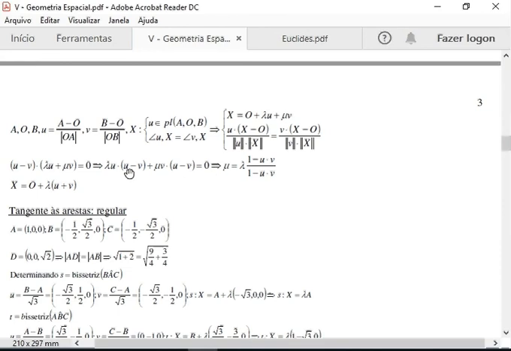So UU is 1, UV, UV, VU minus UV minus VV is 1. Divide, isolate mu: lambda times 1 minus UV over 1 minus UV. Lambda is equal to mu. Therefore, X is O plus lambda times U plus V. This is a line, a bisecting line.